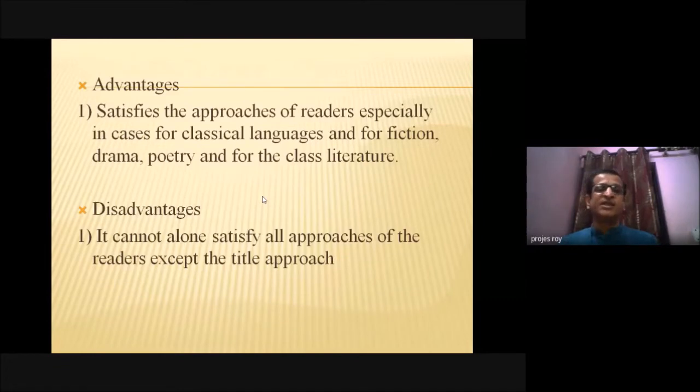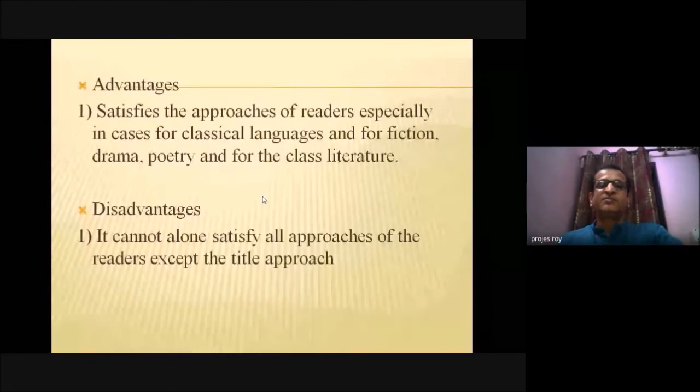Satisfied the approach of the reader, especially in case of classical language and for fiction, drama, poetry, and the class literature. What are the disadvantages? It cannot alone satisfy all approaches of the reader except their title approach. That's the bad part of that. It does not relate with the subject or the publishers and other approaches, or sometimes the ISBN number or the author of the books.